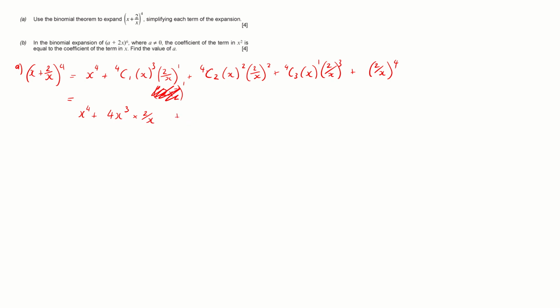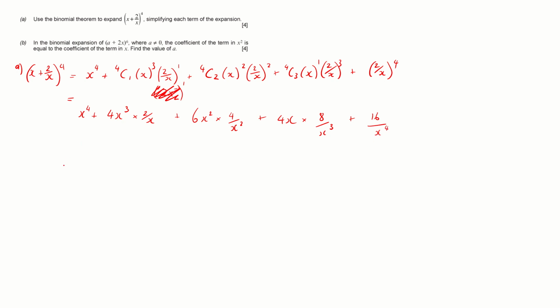And then this next one, 4 choose 2, I think it's 6. Let me just double check that. 4 choose 2 is 6. So it's 6x squared times this all squared is 4 over x squared, plus 4 choose 3, which is 4, times x, times this all cubed, which is 8 over x cubed, plus then this last one, all to the power of 4, is 16 over x to the power of 4.